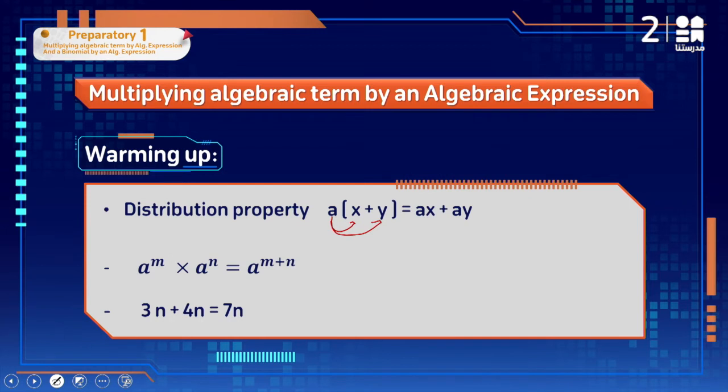When we add or subtract like terms, the same variable with the same exponent, just add or subtract the coefficients according to the operation. So 3n plus 4n equals 7n. We just added 3 plus 4, which is 7, and we keep n as it is.